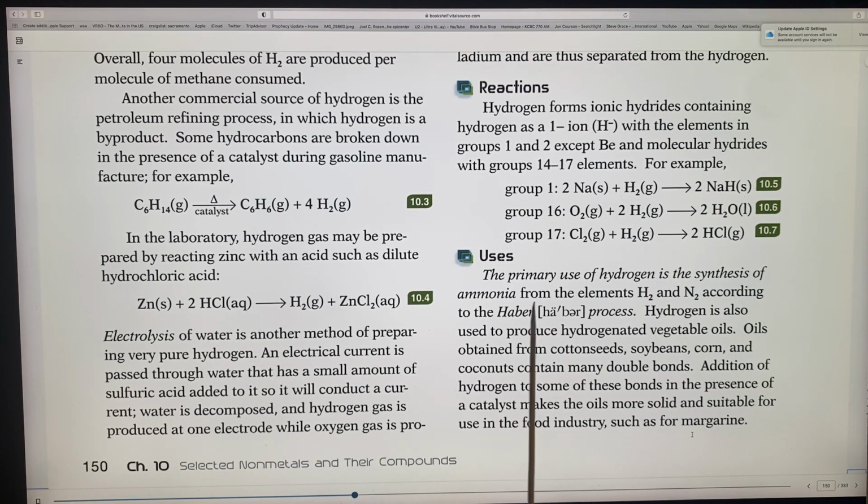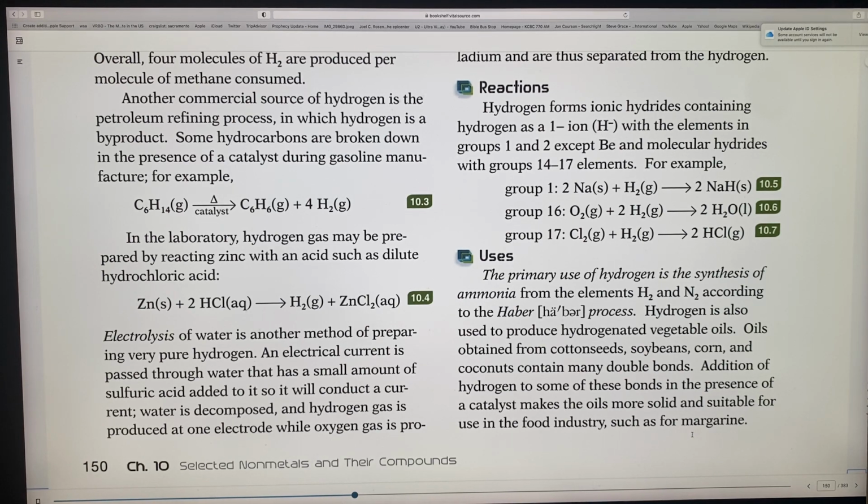This is a question. The primary use of hydrogen is the synthesis of ammonia. So that's making ammonia from the elements H2 and N2. What's N2? Nitrogen. So nitrogen reacts very easily with hydrogen. And they use this process in making ammonia called the Haber process. How are we going to remember Haber? Well, remember it starts with the H like hydrogen. So the Haber process is basically making ammonia.